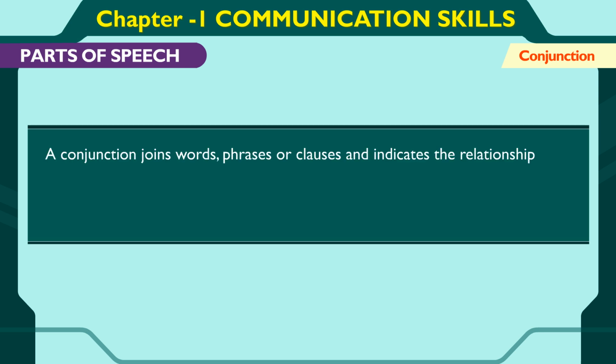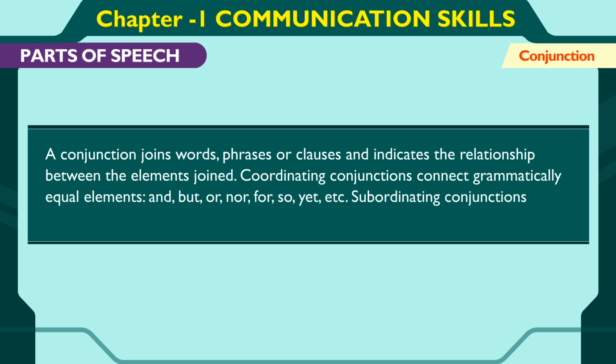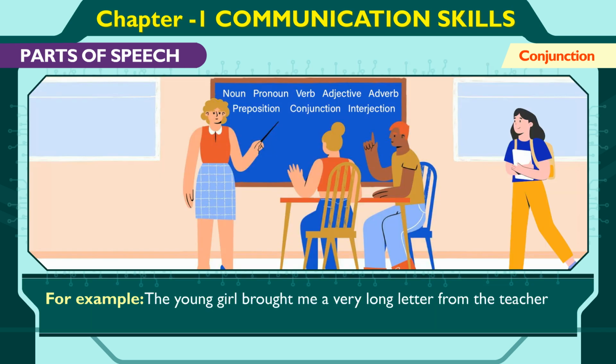Conjunction. A conjunction joins words, phrases, or clauses and indicates the relationship between the elements joined. Coordinating conjunctions connect grammatically equal elements: and, but, or, nor, for, so, yet, etc. Subordinating conjunctions connect clauses that are not equal: because, although, while, since, etc. For example, the young girl brought me a very long letter from the teacher and then she quickly disappeared.